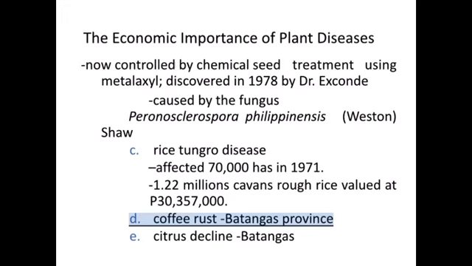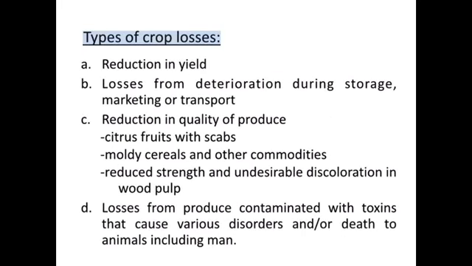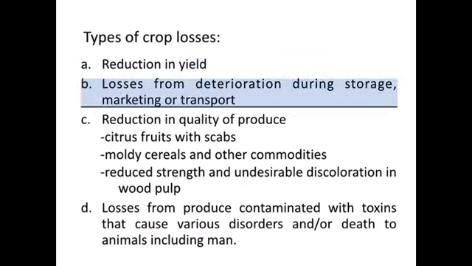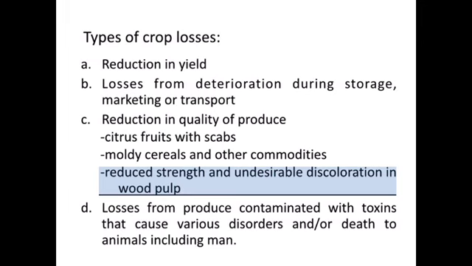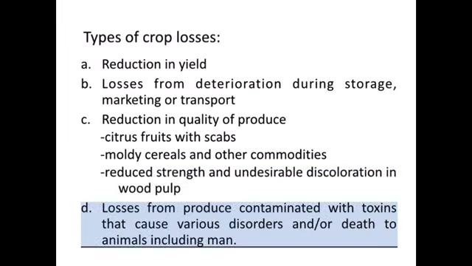Coffee rust, Batangas province. E. Citrus decline, Batangas. Types of crop losses. A. Reduction in yield. B. Losses from deterioration during storage, marketing or transport. C. Reduction in quality of produce: citrus fruits with scabs, moldy cereals and other commodities, reduced strength and undesirable discoloration in wood pulp. D. Losses from produce contaminated with toxins that cause various disorders and/or death to animals, including man.